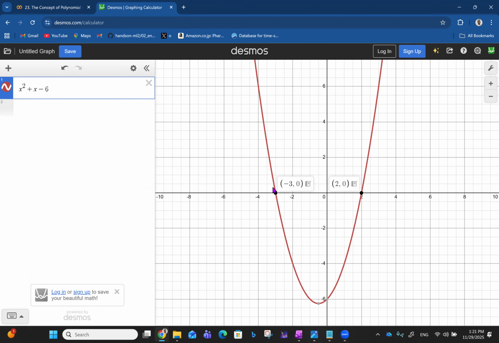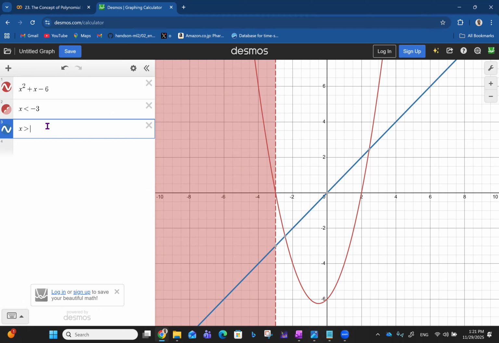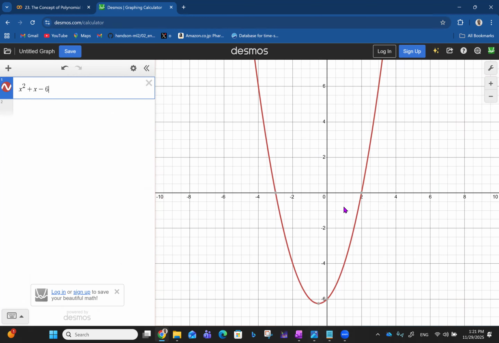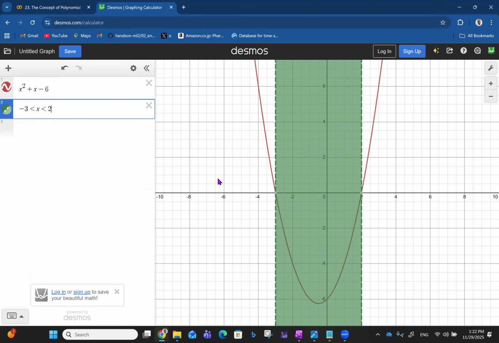When X is less than -3, -3 is where it crosses here. So when X is less than -3, that branch there is positive. Then the other branch where it is positive is where X is greater than 2. Then for negative, this is the branch where the function is negative. So that means -3 is less than X is less than 2. So that branch is negative.